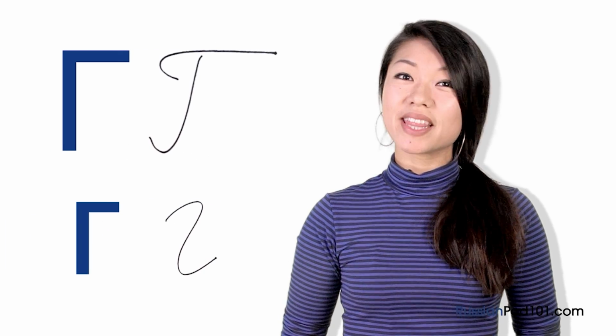Now let's take a look at how to write ge in cursive. The uppercase version looks like this. As you can see, the cursive version of ge looks kind of like the uppercase T in English. It's written in 2 strokes and connects to the next letter by swinging back around.